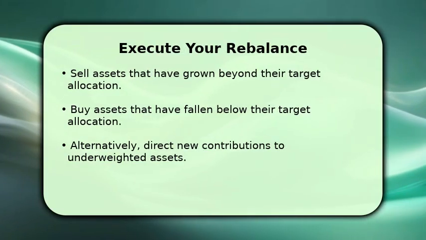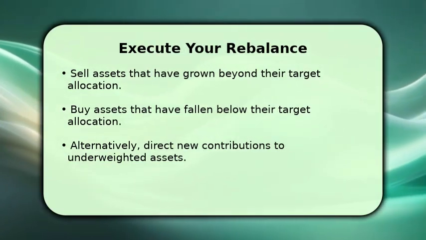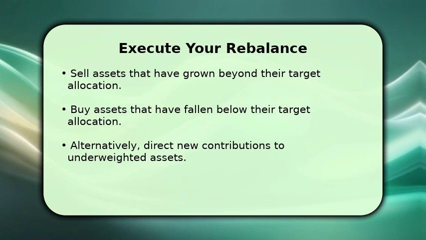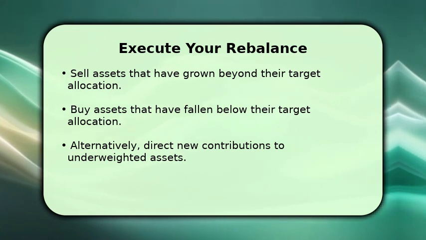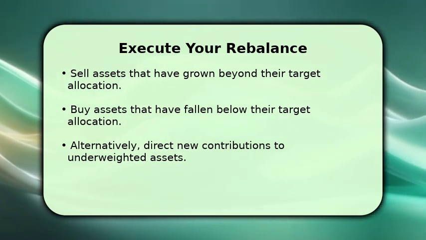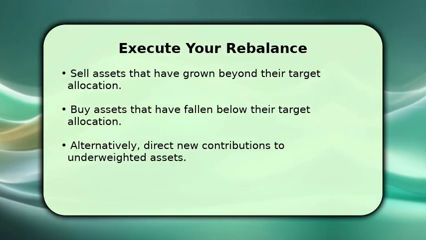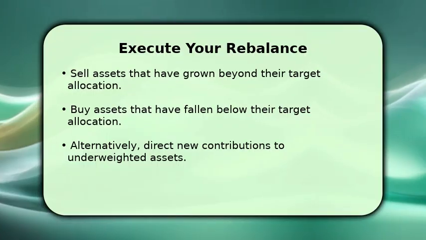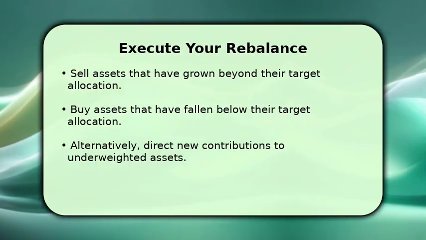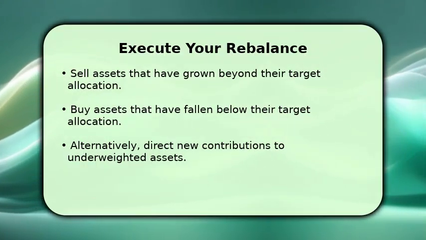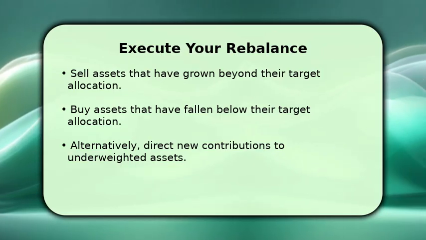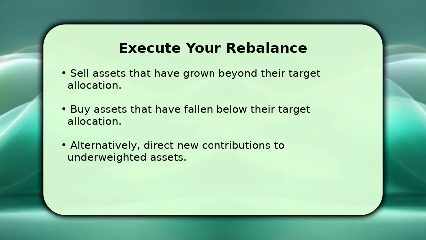Once you've identified areas needing adjustment, you have a couple of options. You can sell a portion of your overperforming assets and use those funds to purchase underperforming ones. Another simple method is to direct any new contributions into the asset classes that are currently below their target allocation, gradually bringing your portfolio back into balance.